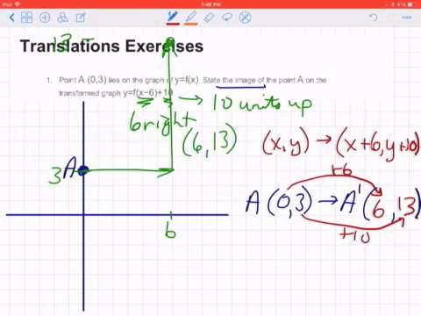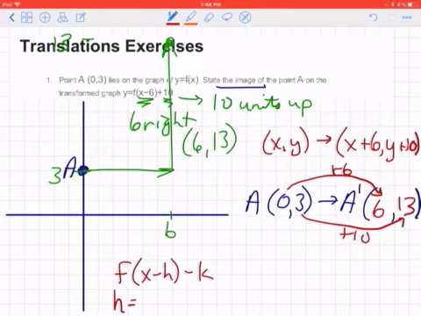Basically, we are identifying in the function f(x minus h) plus k that h is positive 6 and k is positive 10. Therefore, we go x plus 6 right here, and we go y plus 10 right here. Okay, so any original point on that graph, we will add 6 to the x component to make it move to the right 6, and add 10 to the y component, which would make it move up 10.